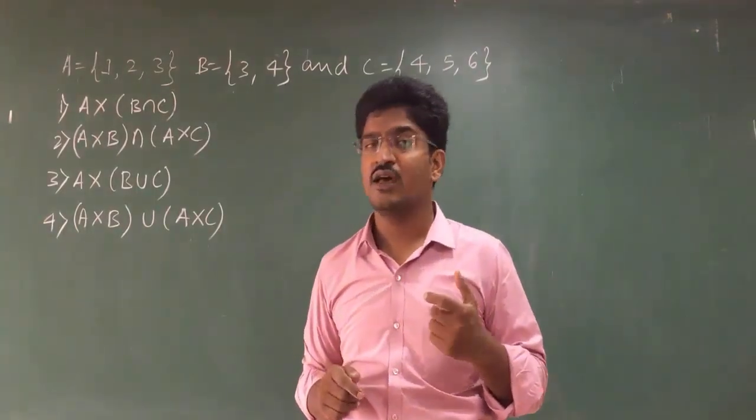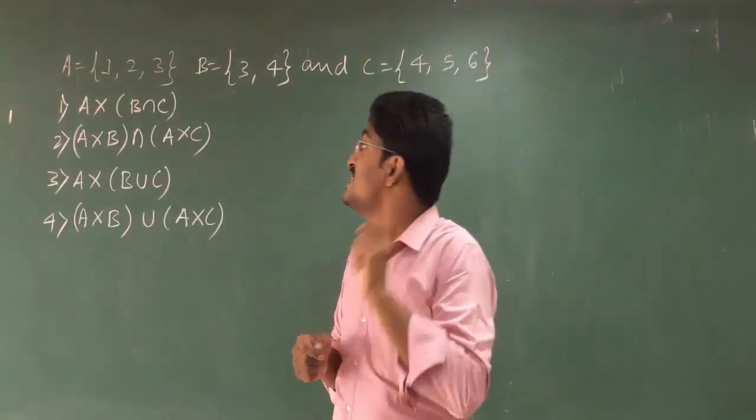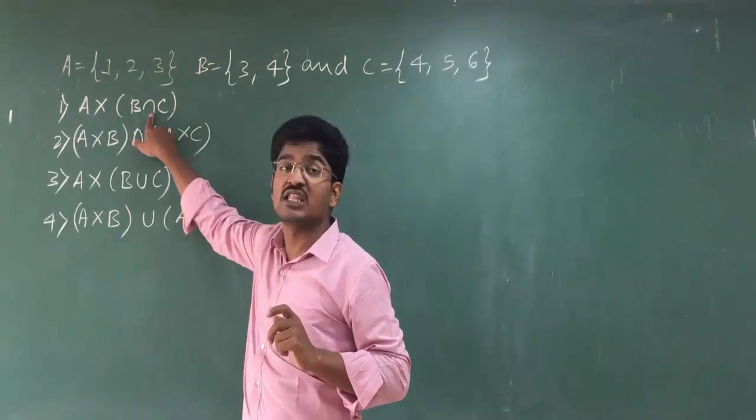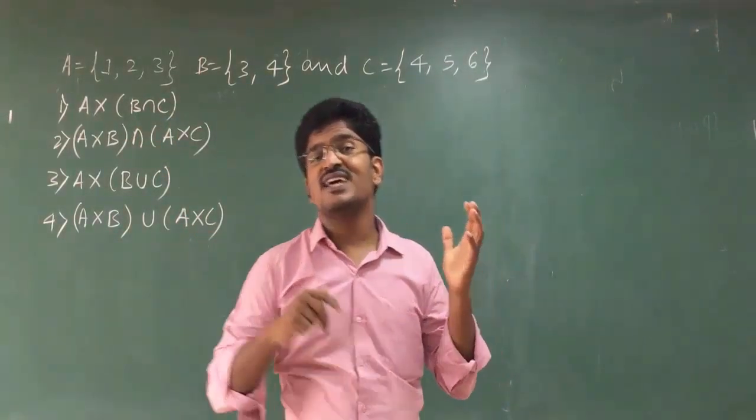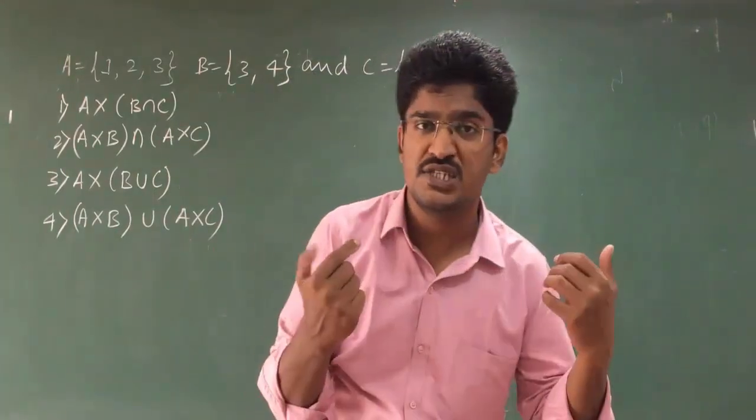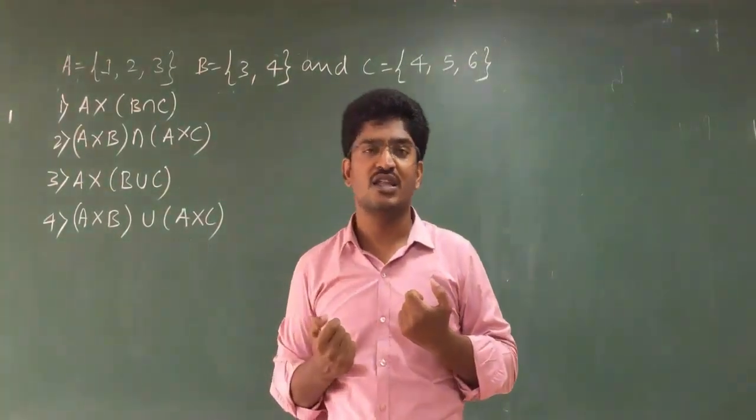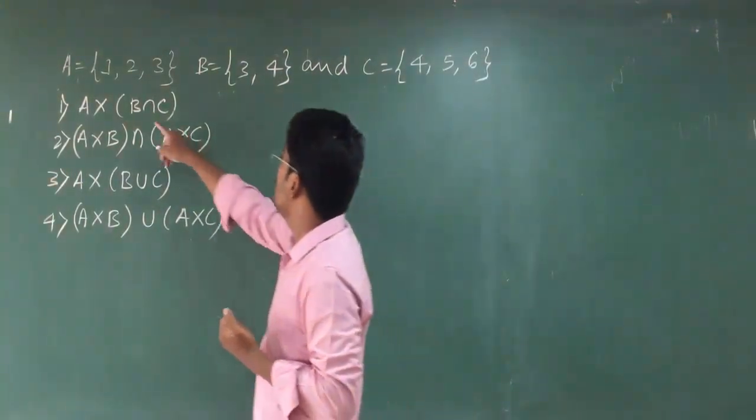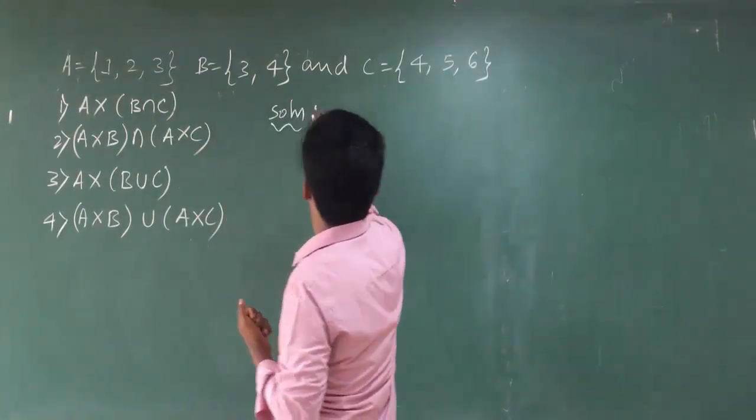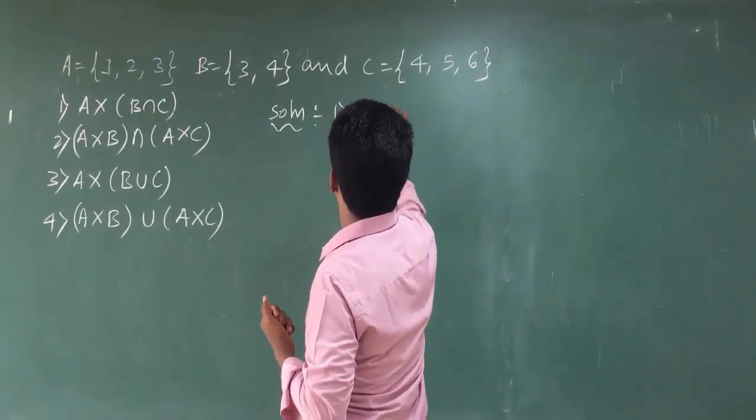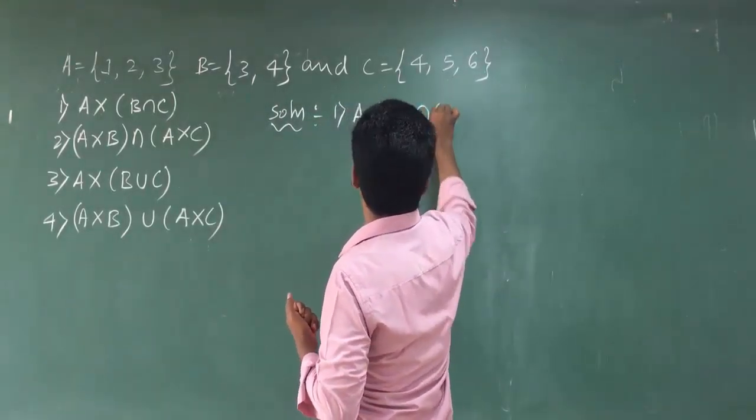Are you getting my point? B intersection C, we call it intersection. ಅಂದ್ರೆ B ಮತ್ತೆ C ದಲ್ಲಿ ಇರುವಂತ ಕಾಮನ್ ಎಲಿಮೆಂಟ್ಸ್ ಯಾವುದು ಅದನ್ನ ಬರ್ಕೋಬೇಕು. ಅರ್ಥ ಆಯ್ತಾ? So for the first one, let us simplify. First one: A cross B intersection C.